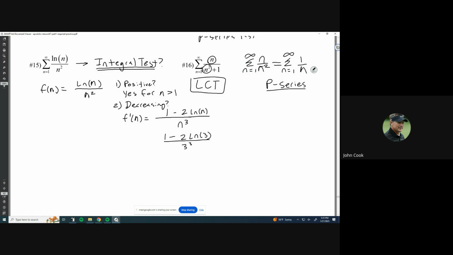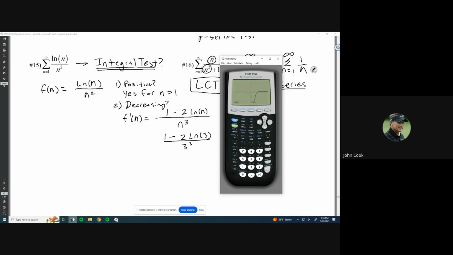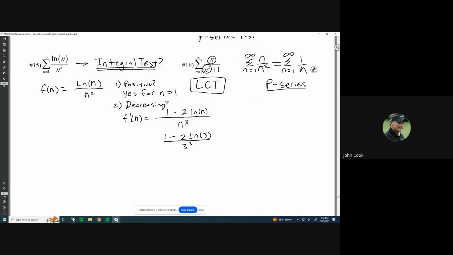Yeah, because I think 2 times the natural log of 3 is more than 1. Let's verify that. 2 natural log of 3. Yeah, so 2 times 2 is 4, so that'll start to be negative for sure. So we're just going to have to say that it is decreasing for n values that are more than 2, I guess. I think so. Yes, and this will be for at least n greater than 2, so that'll work out.